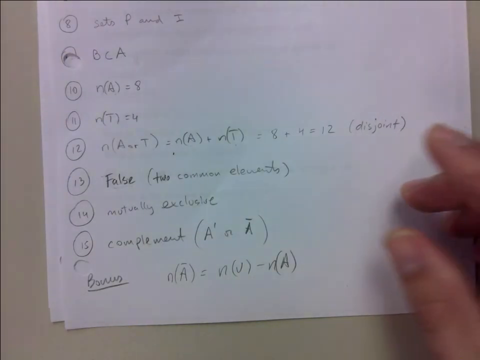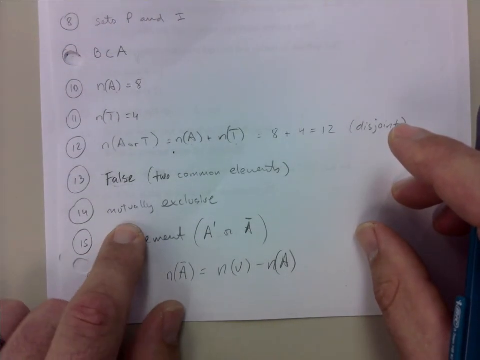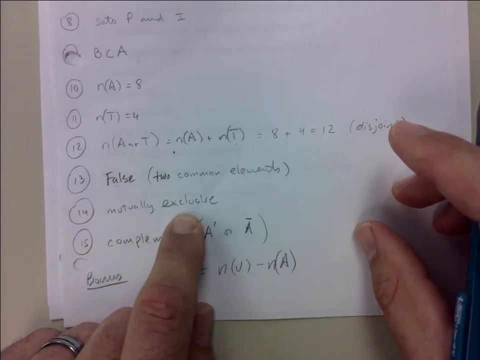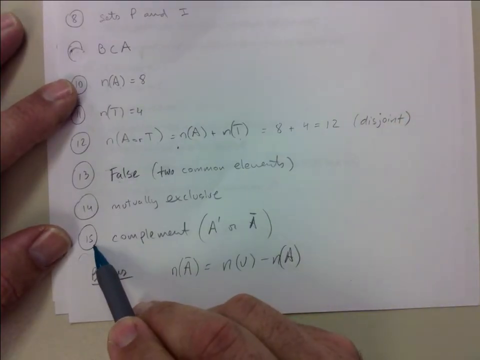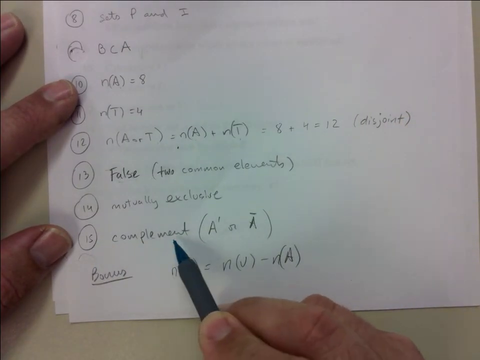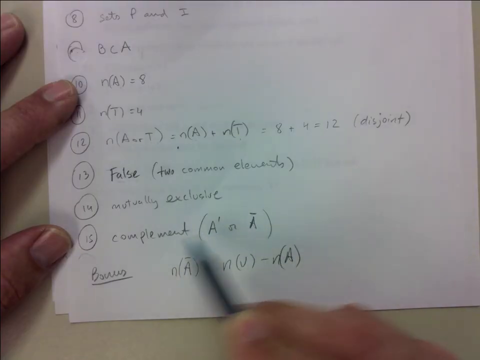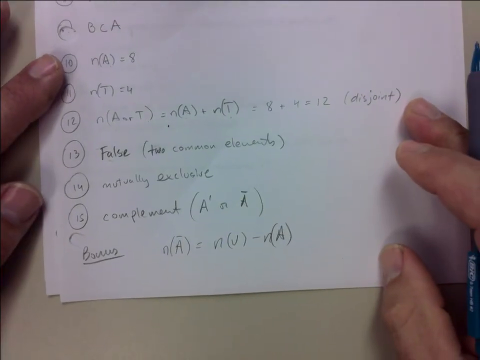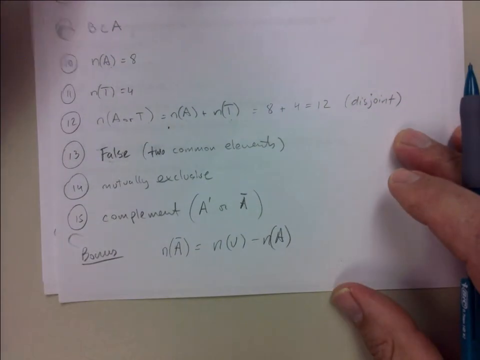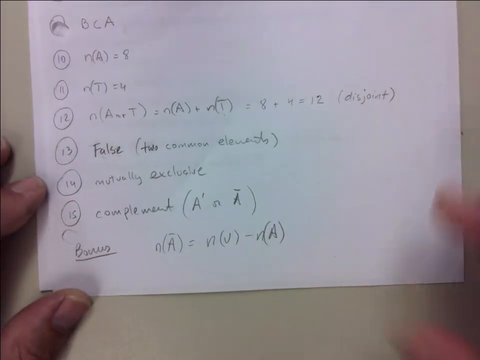What's another term for disjoint? Mutually exclusive. I gave that one away today. I can't believe that. 15. Complement. So not A, or A complement, is what we refer to that as. And then you've got a bonus here. Did I make that a bonus? Yes, I did. So another bonus.